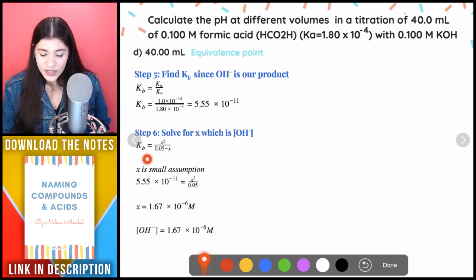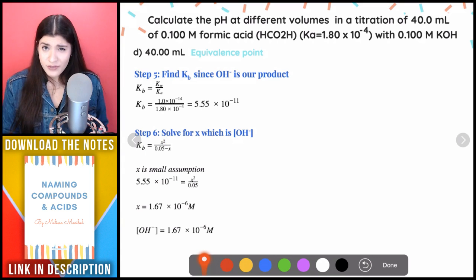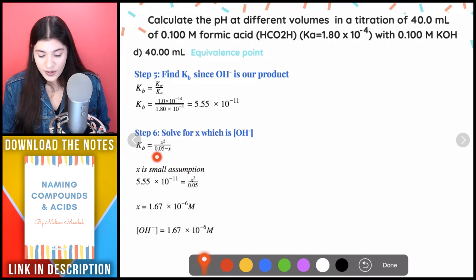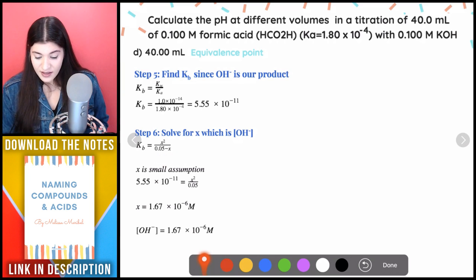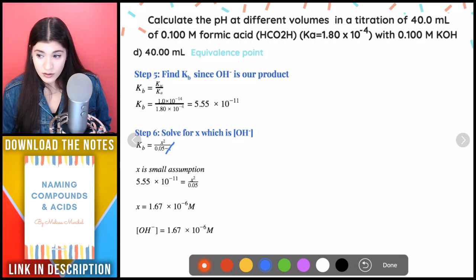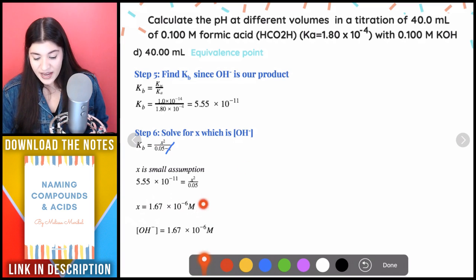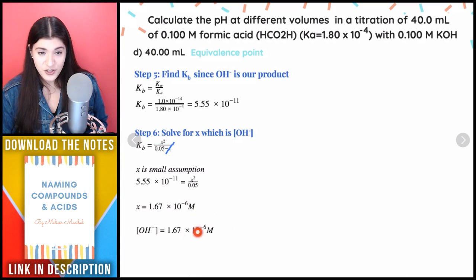What's next is we would figure out what that Kb value is. We would build that ICE table, and that would be x squared. This is really similar to what we did previously. This would be x squared divided by that 0.05 minus x. We would assume that x is small. And then from there, I would solve for x, and this is what my x value would give me, and this is my concentration of my base.